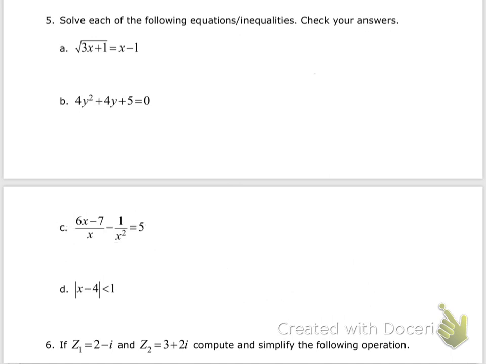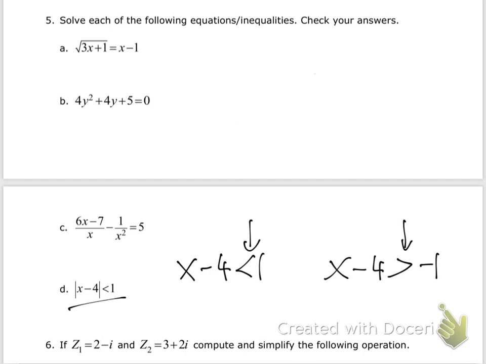The last one. Absolutes. x minus 4 is less than 1, and x minus 4 is greater than negative 1. Remember the rules? Change the direction of the inequality and change the sign. Add a 4 to both sides: x is less than 5. Add a 4 here: x is greater than 3. So interval notation would be 3 and 5. It's in between 3 and 5. That's it.